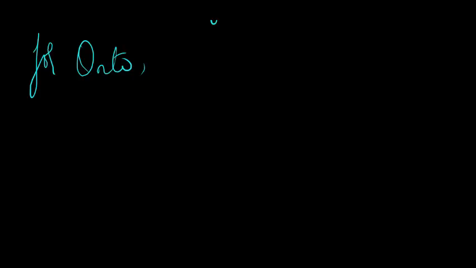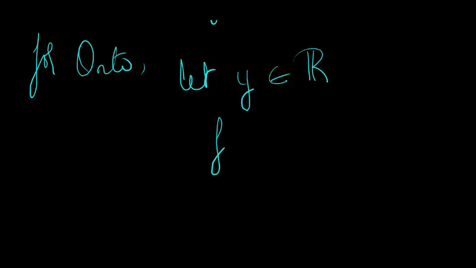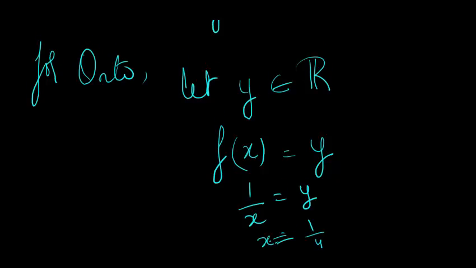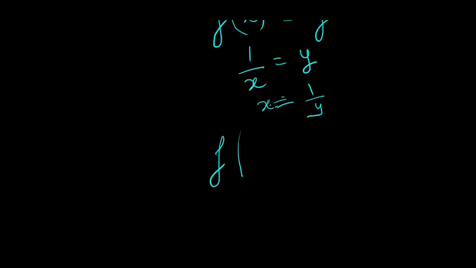For onto. Now when you're trying to prove onto, what do you do? You take an image, let y belong to the second set, which in this case is again the real numbers. Now you say some pre-image x is giving me the image y. So what is that? 1 over x is equal to y, which means x is equal to 1 over y.